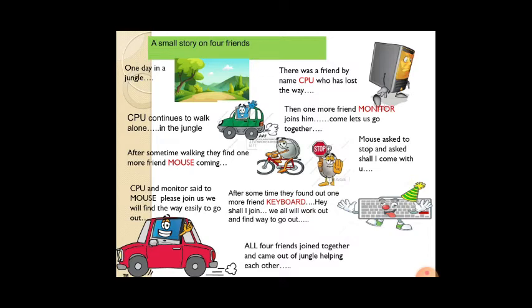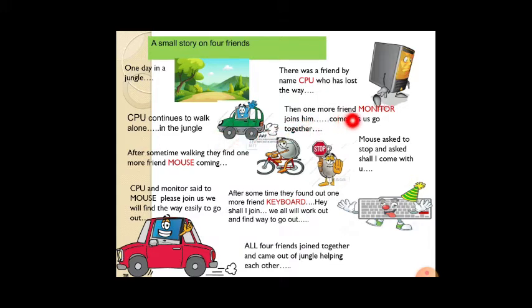One day in a jungle, there was a friend by name CPU. Can you just see the CPU image, children, here? So this is a CPU. One day in a jungle, he has lost the way. Now he is going alone in the jungle to find how to come out of the jungle. The CPU is finding a way. Next, CPU continues to walk alone in the jungle.